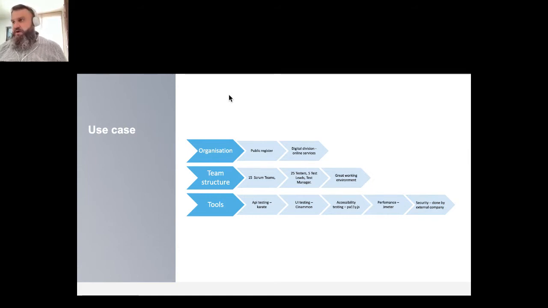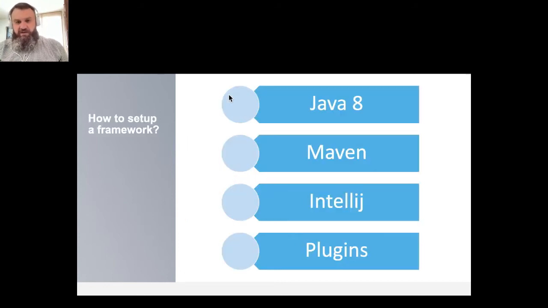Okay, just for a note, the performance testing was done using JMeter. The security testing was done by an external company. This is out of scope, but I just wanted to show you that those types of tests were also done in this organization. Okay, so how to set up a framework?